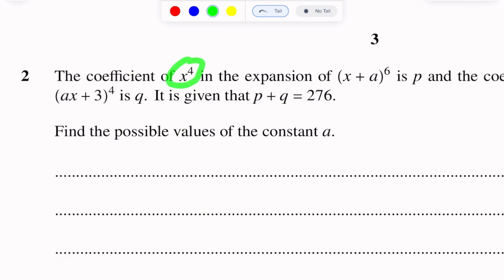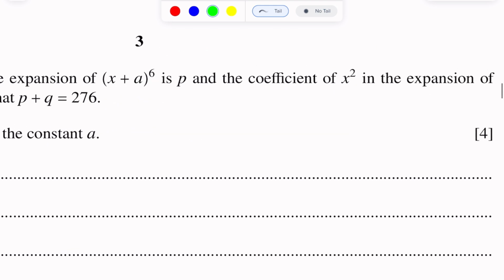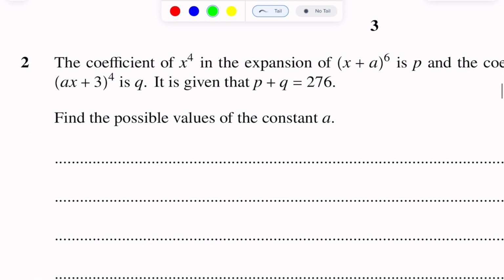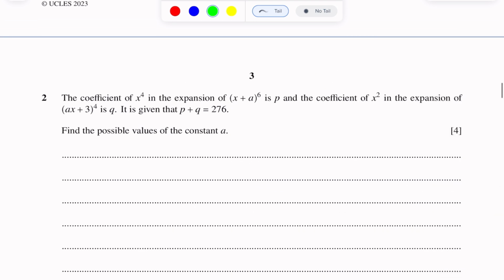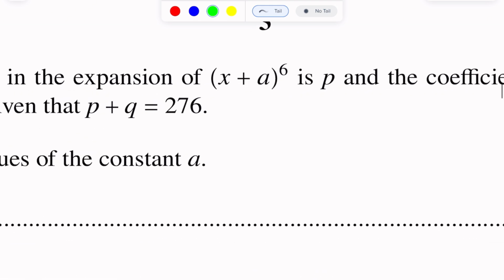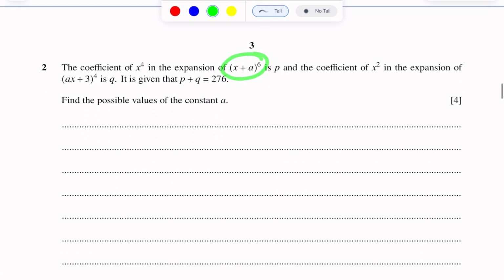Coefficient of x^4 in the expansion of this is p, and the coefficient of x^2 is denoted by q. p + q is equal to 276. Find the possible values of a. First we will find the coefficient of x^4 from here. We will use the binomial expansion formula to find the specific term.